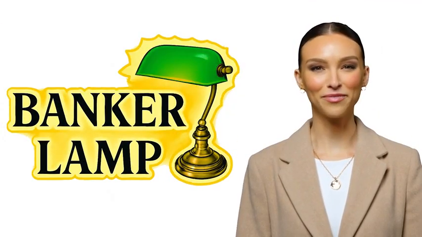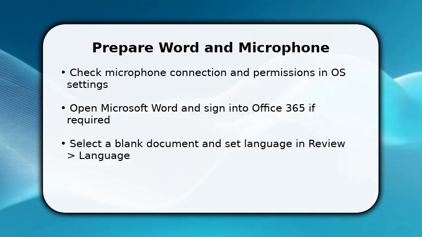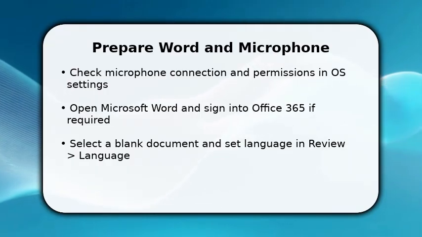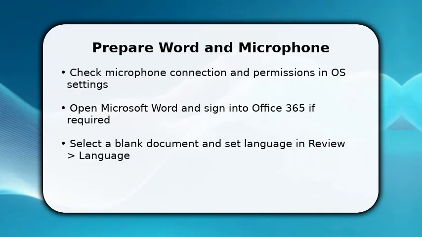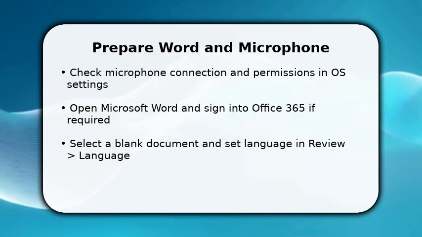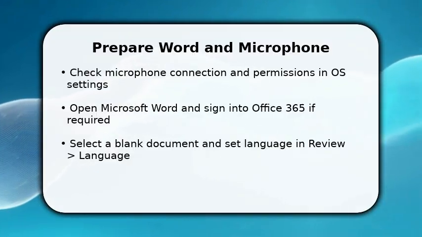Please enjoy the video. You start by confirming prerequisites: a working mic and Office 365 access. Plug in or pair the microphone, then allow mic permissions in your computer settings. Open Word, sign into your Office account, and choose a blank document. Once done, set the document language so Dictation recognizes your accent. Go to Review then Language.